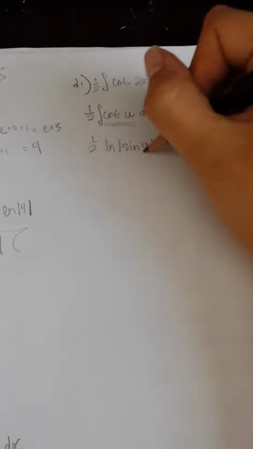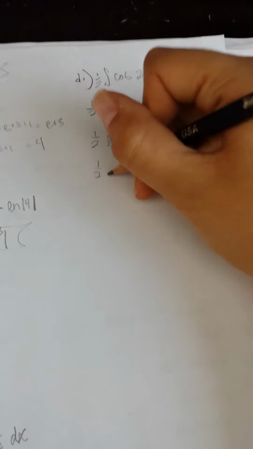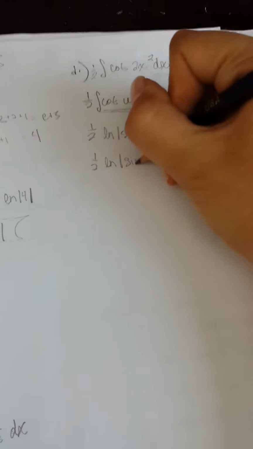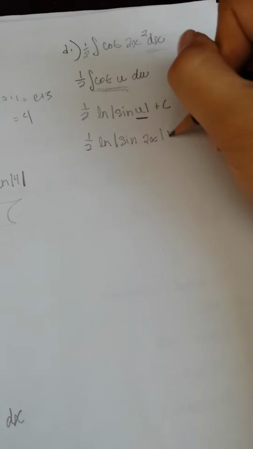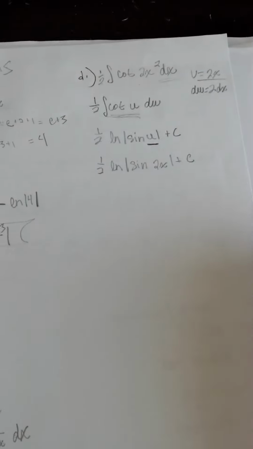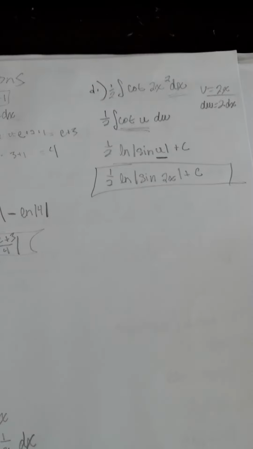Okay, now this is not complete because you have a u in your equation. You can't have a u in your equation, so 1/2 ln, absolute value of sine of 2x, plus c. Don't forget your vitamin C. Okay, and then that is your final equation.